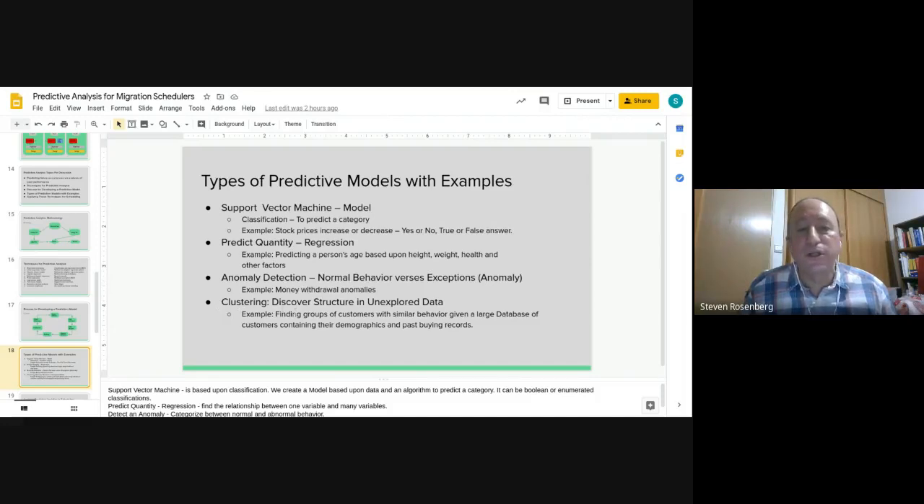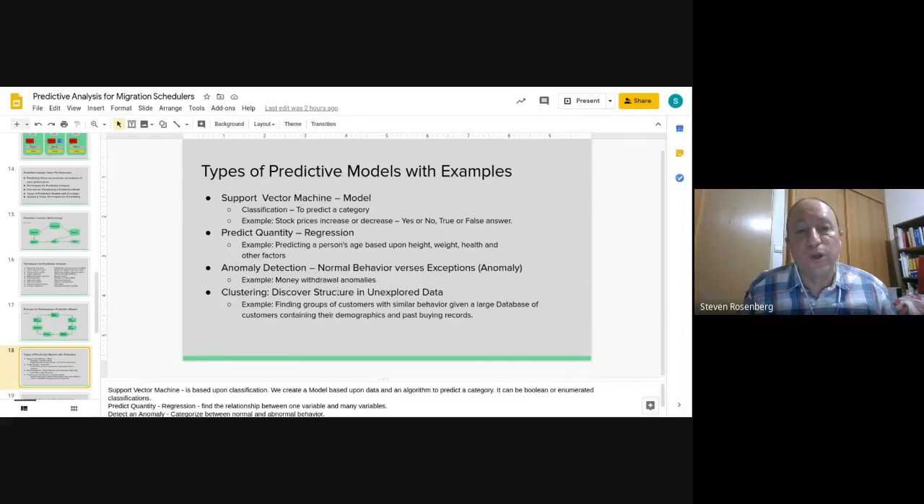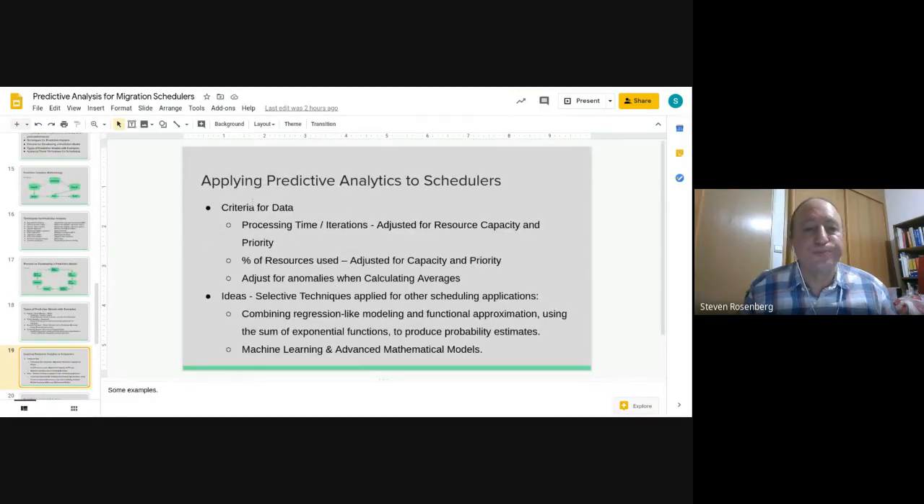Clustering, discover structure in unexplored data. And examples might be finding groups of customers with similar behavior, given a large database of customers containing their demographics and past buying records. So those are some examples.